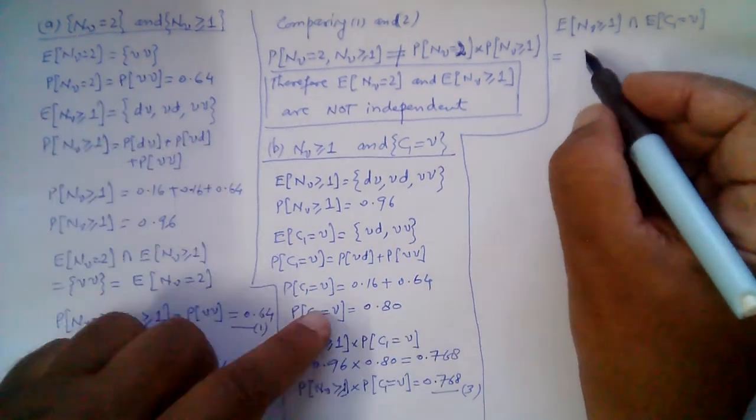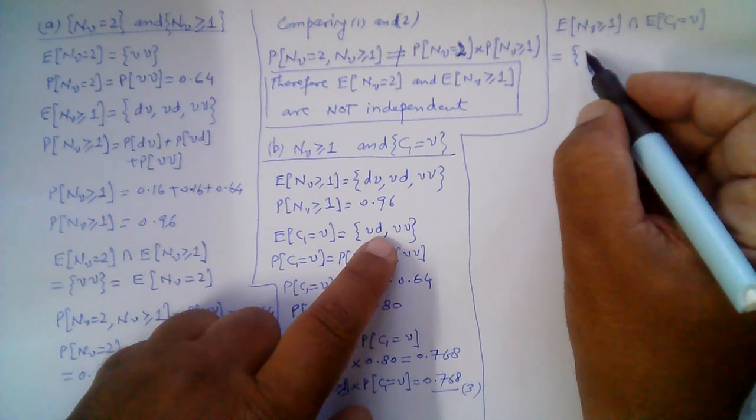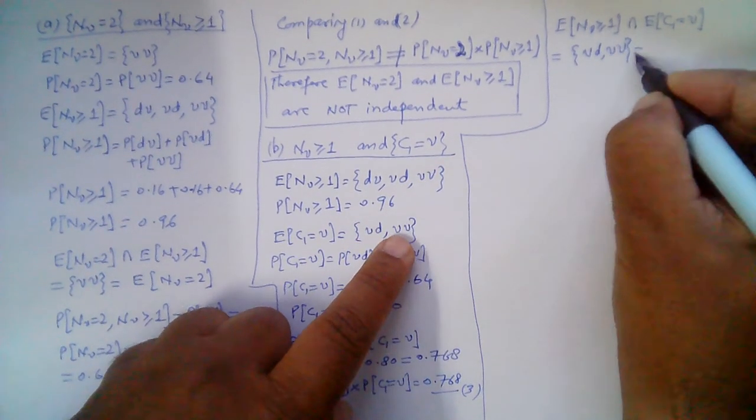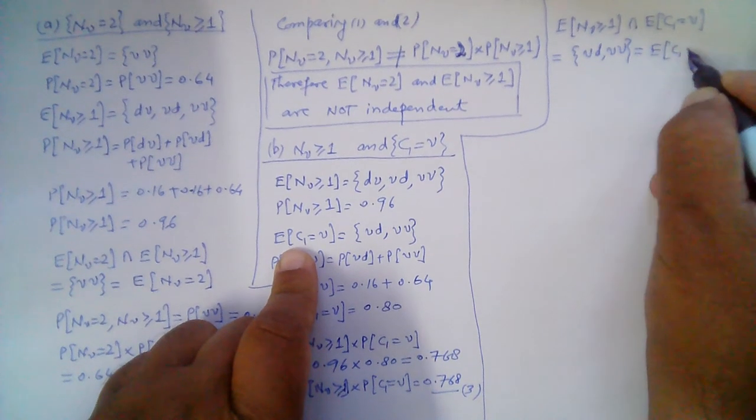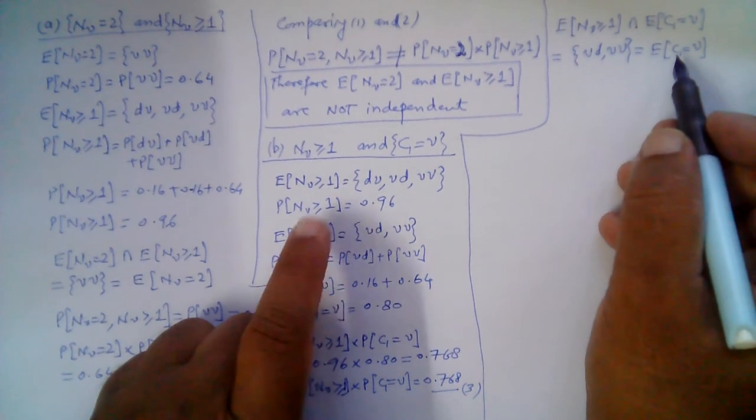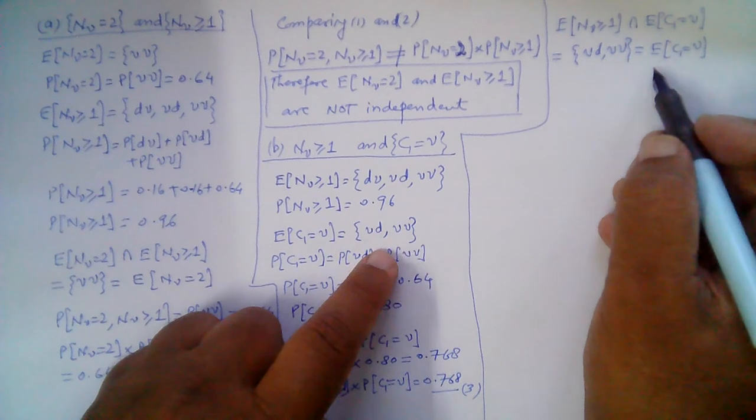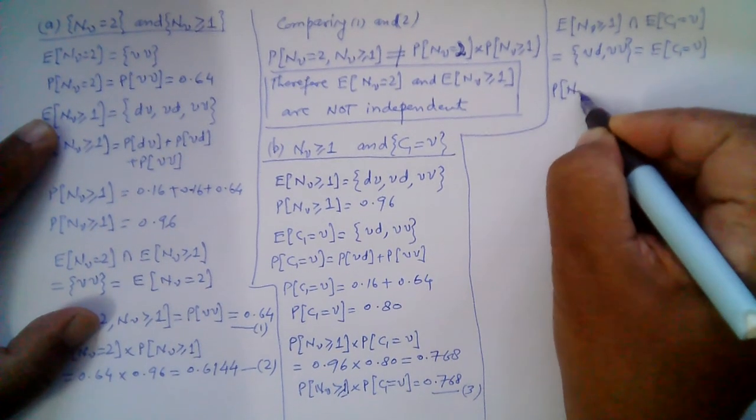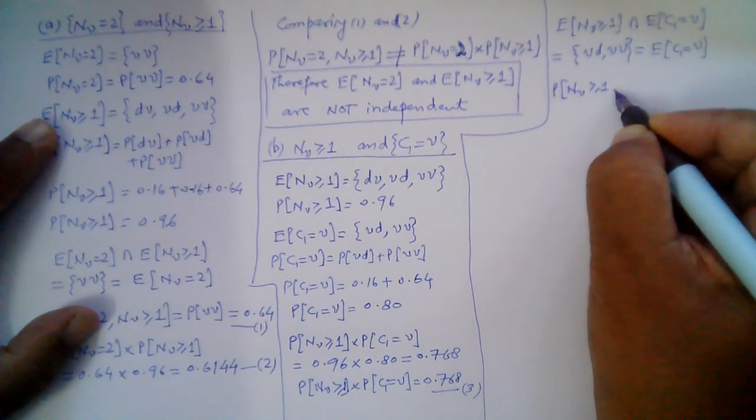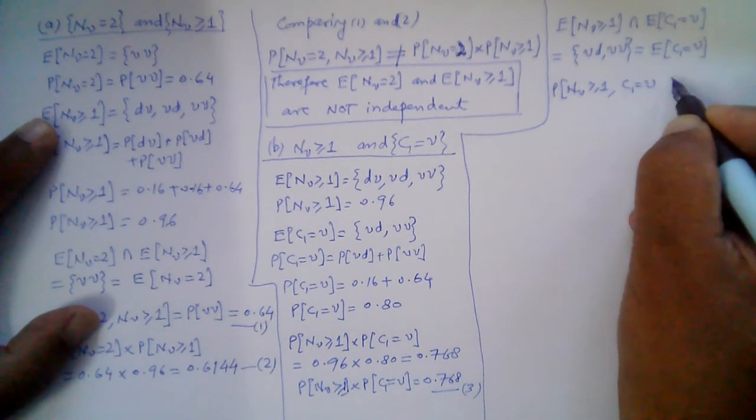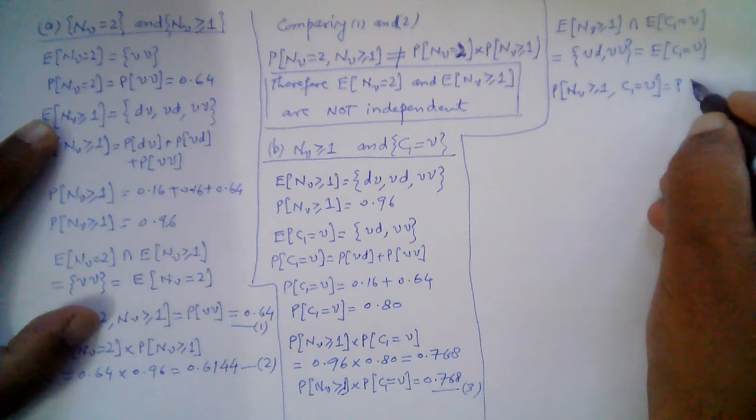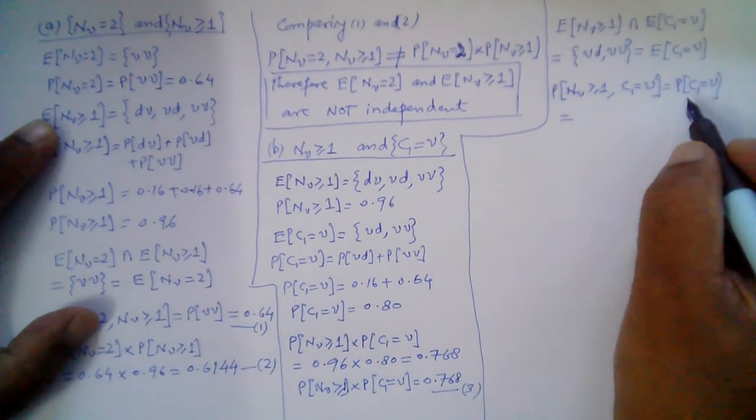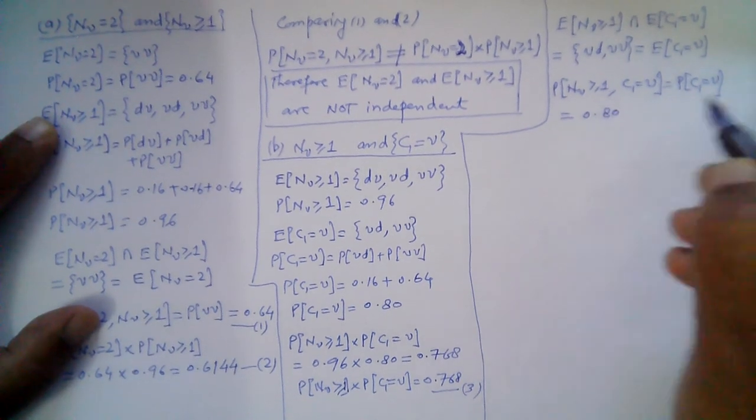So we see the intersection is VD, VV. These two outcomes are here also. So this is the intersection, and this is basically the event C1 is equal to V, right? This event is a subset of the event NV greater than or equal to 1. So the probability of the intersection is basically equal to the probability of C1 is equal to V, because this is a subset and the intersection is equal to this. And the probability of C1 is equal to V, we have already found out, is equal to 0.80. So this is our equation number 4, right?